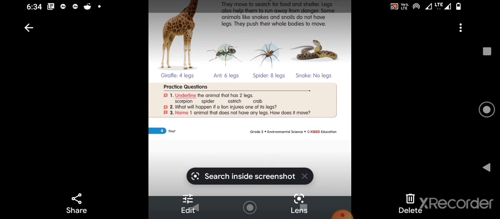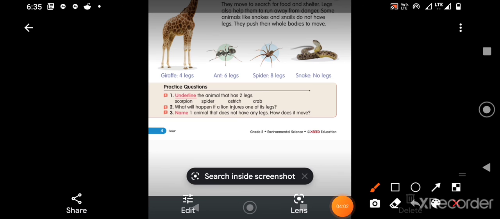Now let us see what is given as practice questions in the content book. Underline the animal that has 2 legs. Scorpion, spider, ostrich. Very good. Ostrich you have to underline because it's a bird. What will happen if a lion injures one of its legs? So what will happen, children? The lion will be unable to walk.